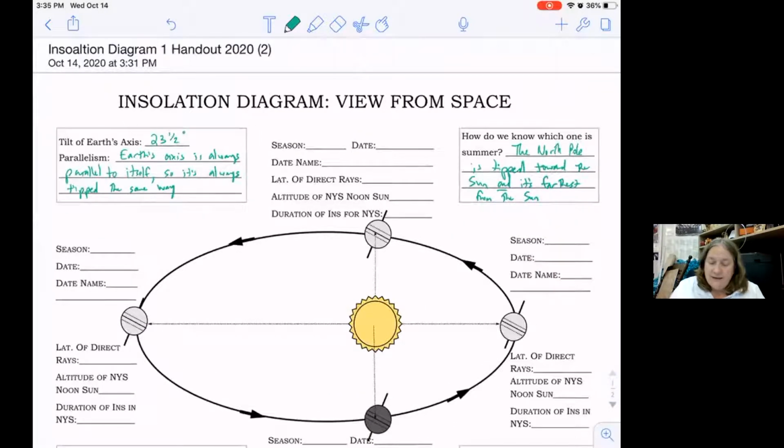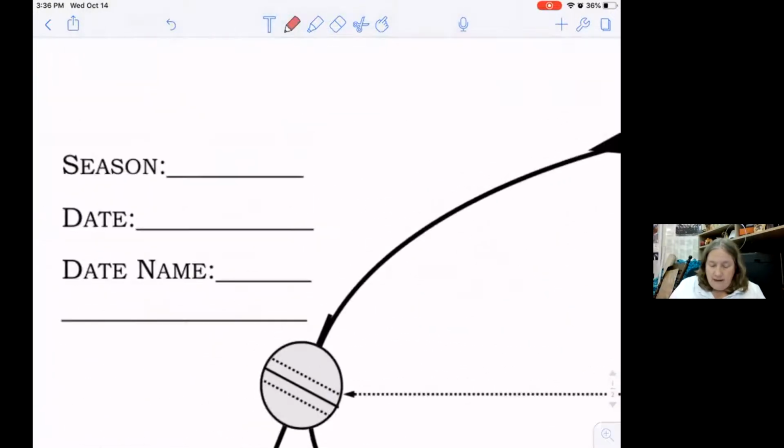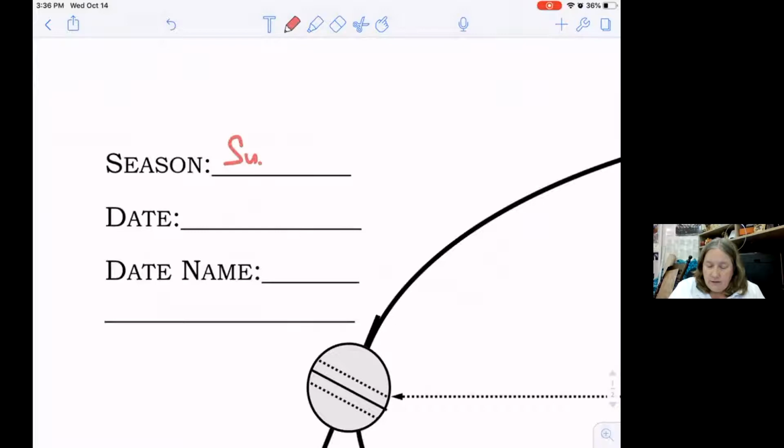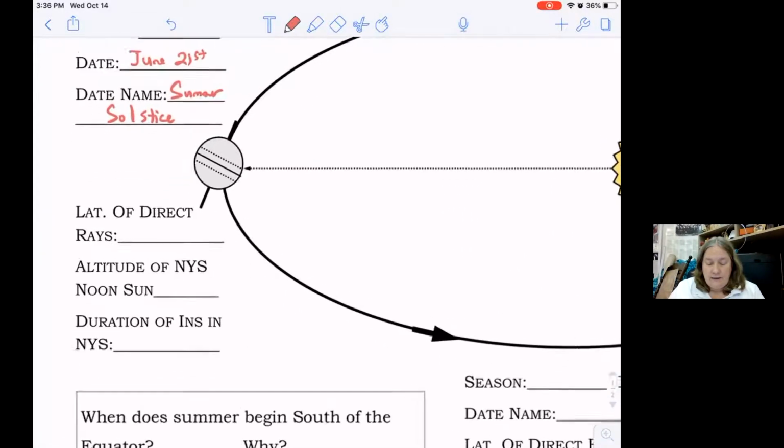Okay, so that tells us that this first one is summer. So I'm going to write that right here. It is summer. And since it's the first day of the season, the first day of summer is June 21st. So we'll write that down. By the way, you need to memorize these dates. You need to memorize all this information. June 21st is known as the summer solstice. So write that. This basically is a review of what you already know from the other videos that you watched.